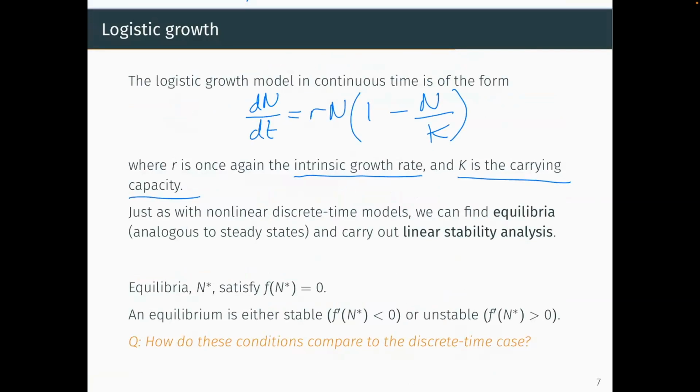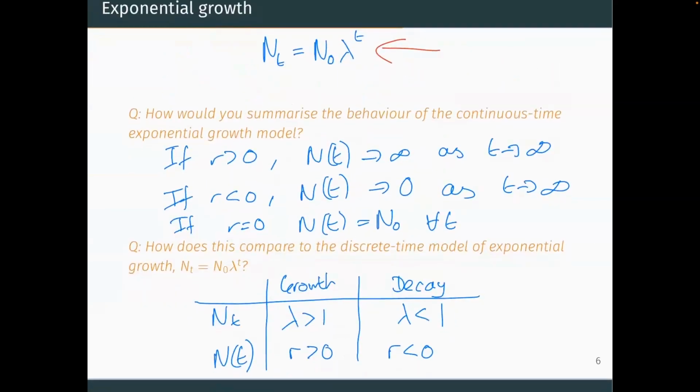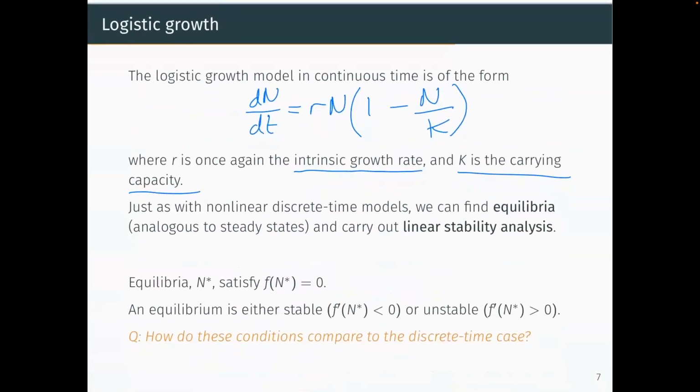Just as when we had our nonlinear discrete time models, just as a reminder, this exponential growth one here is a linear model. It either just grows off to infinity or it decays to zero. When we have a density dependent version, we can have steady states or equilibria. And we can find whether the population is going to tend towards those or move away from them. Just the same sort of argument. We also had previously in discrete time whether things would oscillate as well. So how do things differ when we're in continuous time?